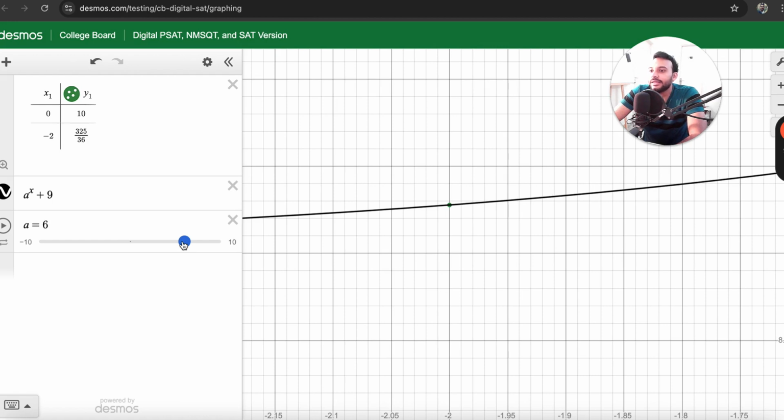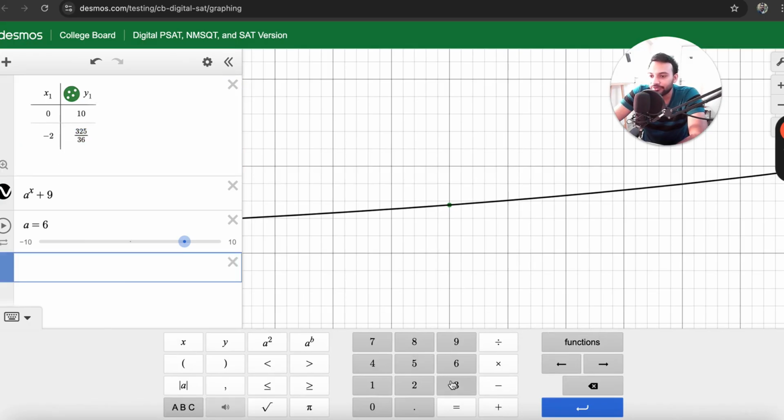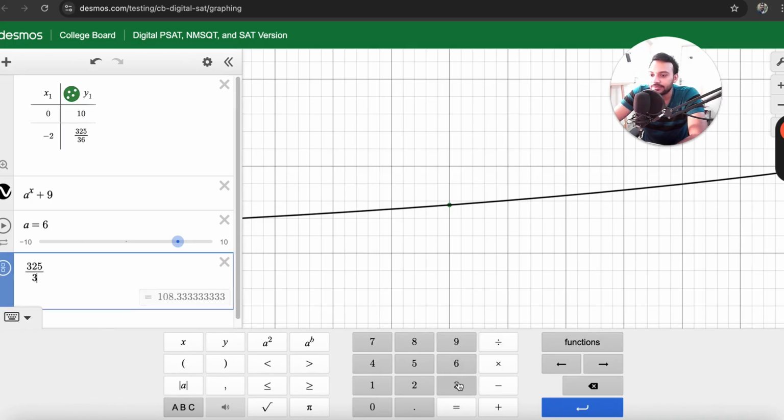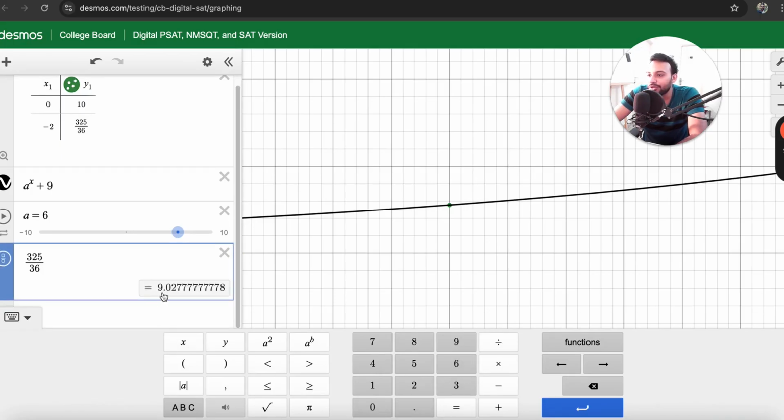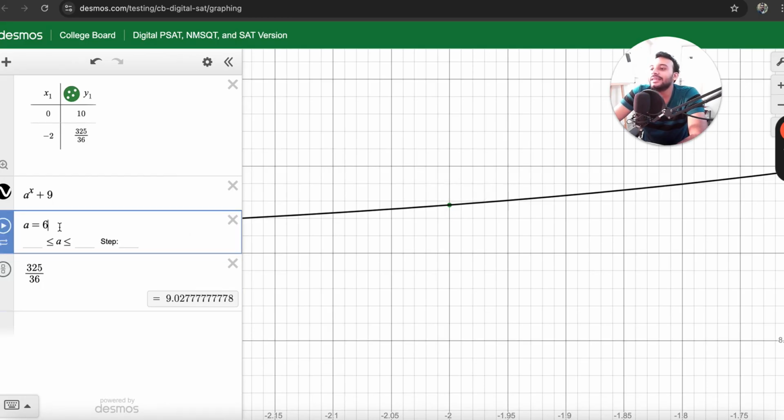Okay, yeah. A is equal to 6 is the exact point where this is cutting. Negative 2, 9.028. And let's check the value of 325 over 36. You can use the Desmos calculator directly. 325 over 36 is equal to 9.028. So we've got that point exactly. So a is equal to 6 is the answer.